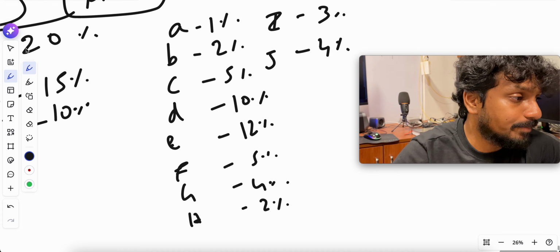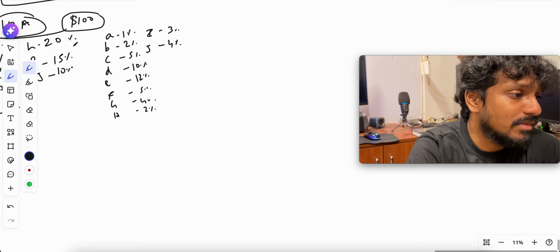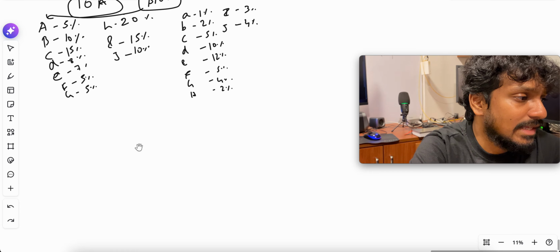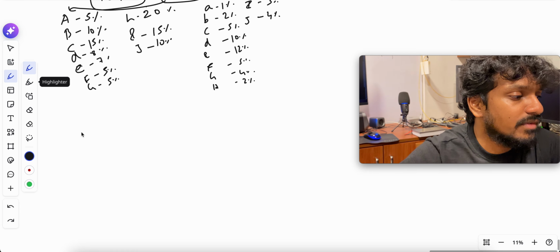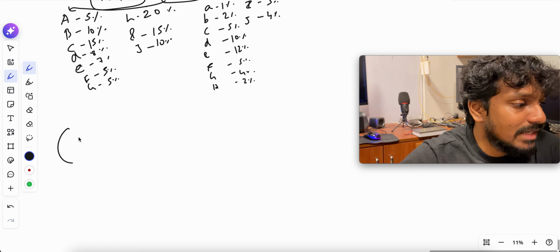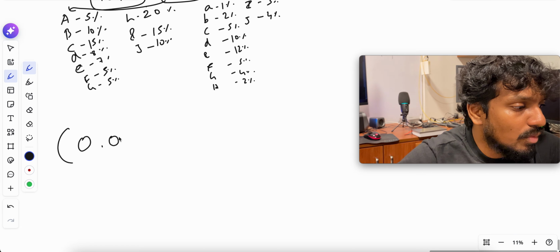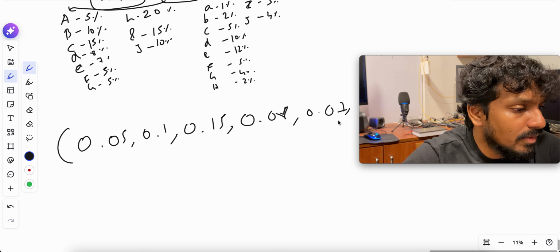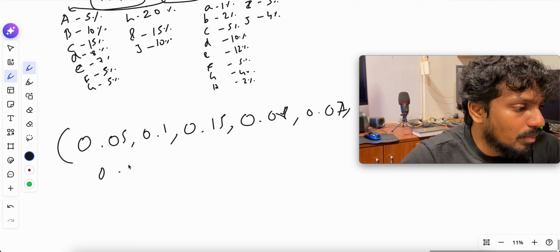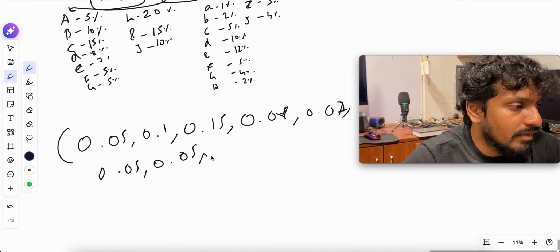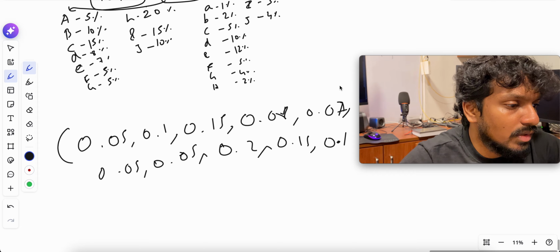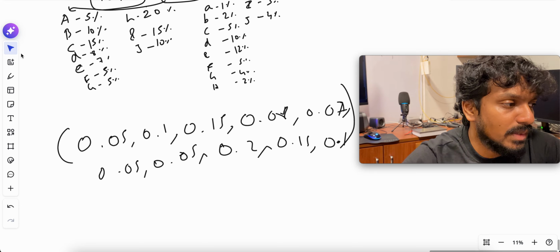So don't miss this. Okay, now I'm just going to make it small and solve this problem. I made it small so that I can see visibly what I've given. So here I've given 0.5%, so it would be 0.05, 0.1, 0.15, 0.08, 0.07, 0.05, 0.05, 0.2, 0.15, 0.1. So these are the components we just got.